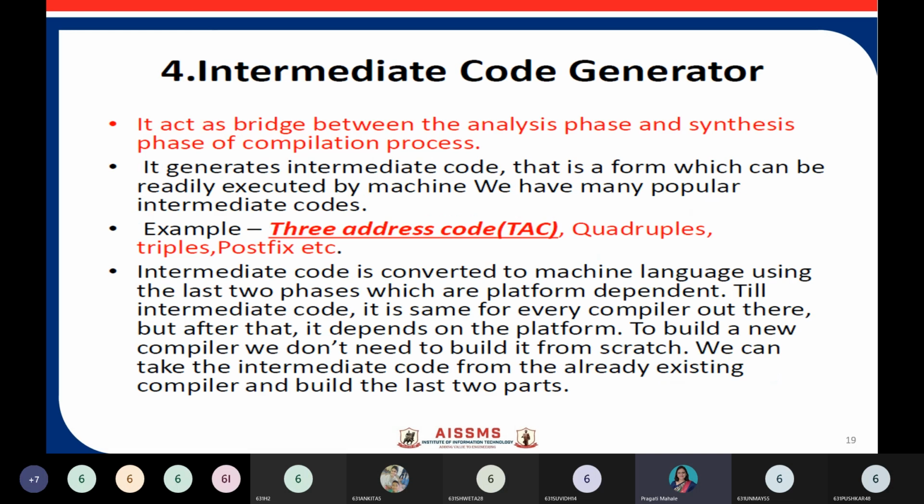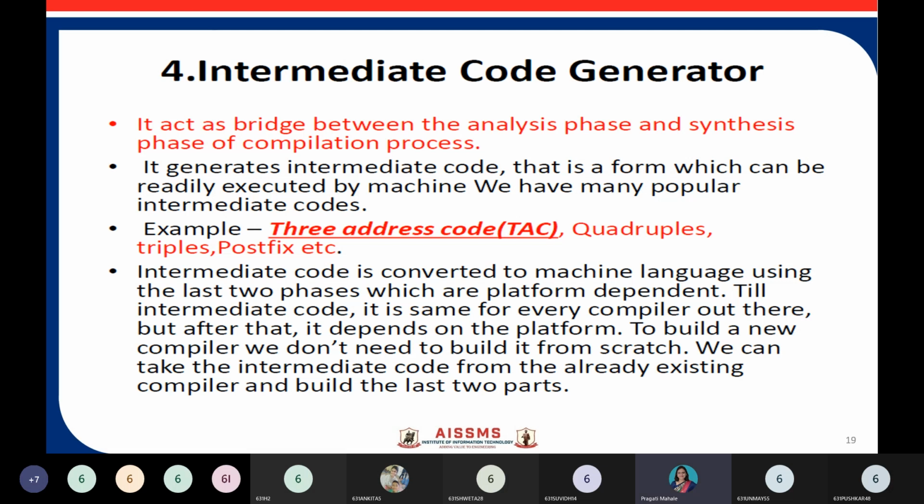The next phase, the fourth step, is the intermediate code generator. This phase acts as a bridge between the analysis phase and the synthesis phase of the compilation process. After the analysis phase completes, the source program is divided into the symbol table and a parse tree, where both are modified by the semantic analyzer, right? So this you understand.